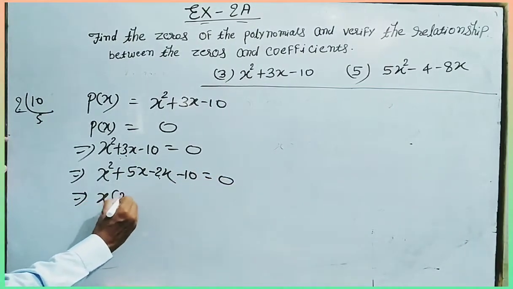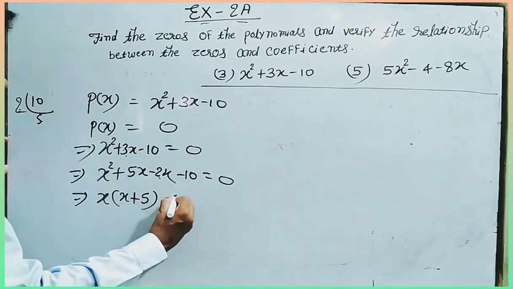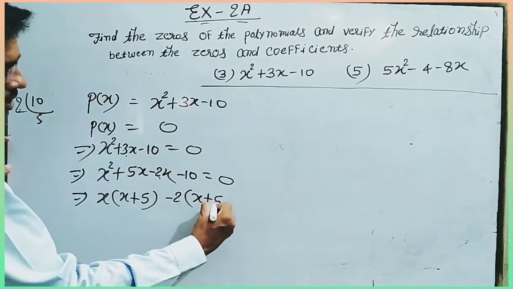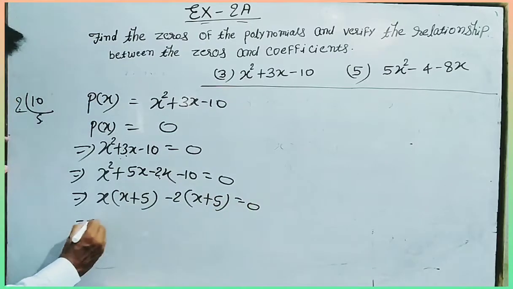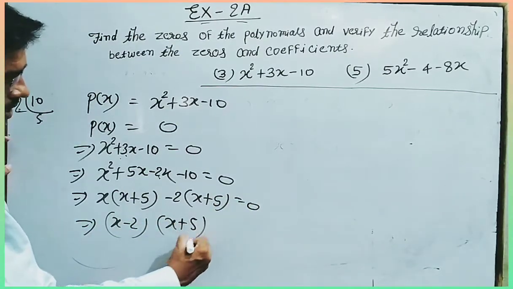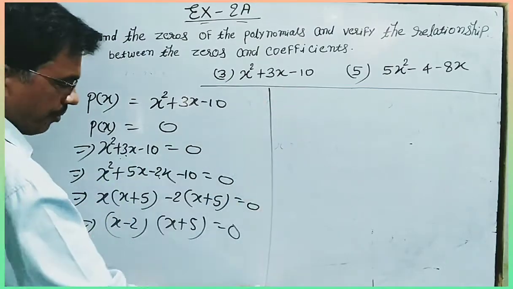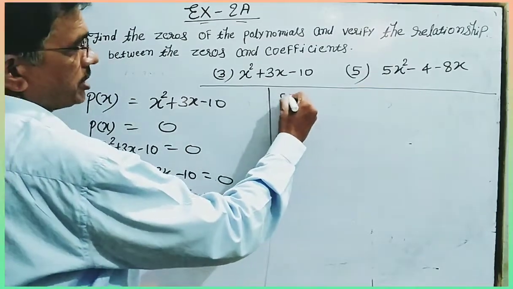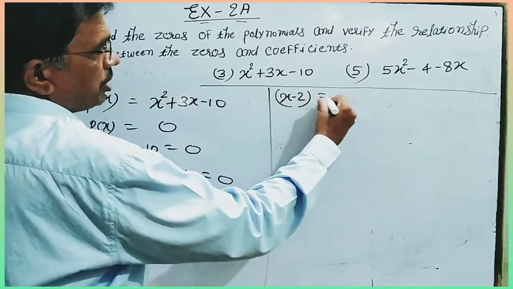Take x common, then x plus 5. Take minus 2 common, then x plus 5 is equal to 0. Here x minus 2, and here x plus 5 is equal to 0. Now find the zeros, that is x minus 2 is equal to 0.